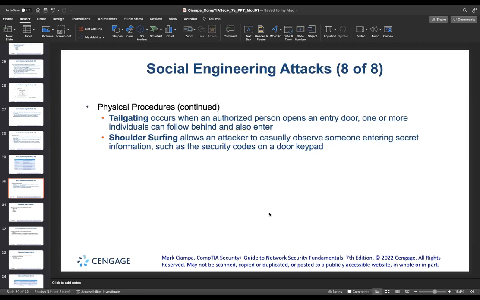So we have the shoulder surfing. This is known to all of you, right? Rude people, they look over your shoulder and observe the information. Or they can even just remember the way you moved your finger, and with a couple of errors, they can figure out what was your password.